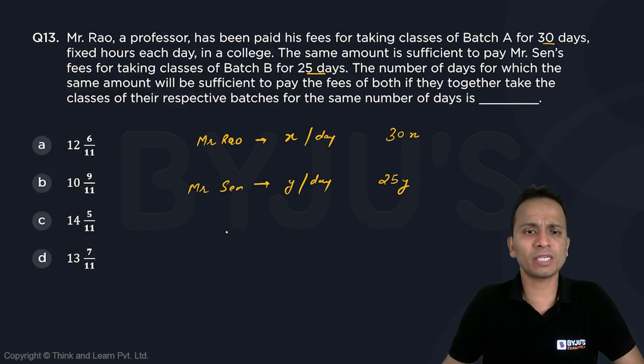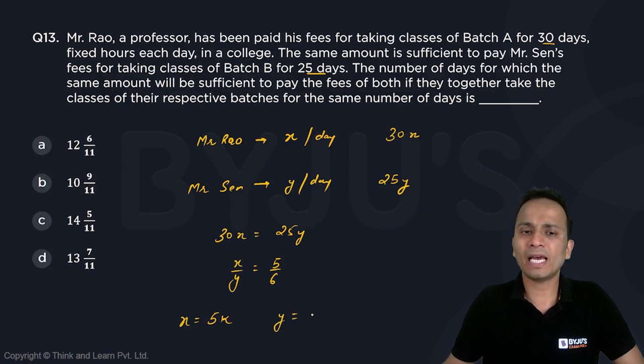Now, since these two amounts are given equal, I can say that 30X is equal to 25Y. And hence X upon Y can be written as 5 upon 6. So you can assume the value of X and Y in terms of K. So 5K is X and Y can be assumed as 6K because the ratio is 5:6.